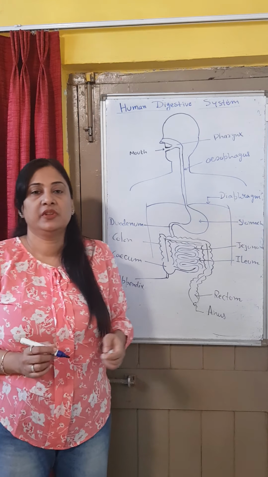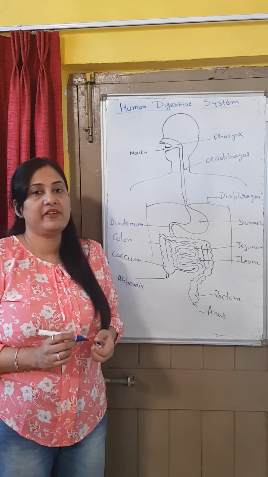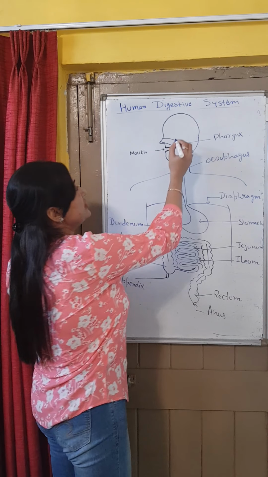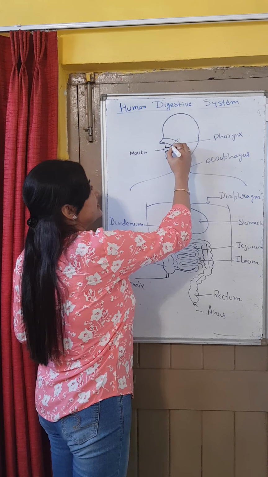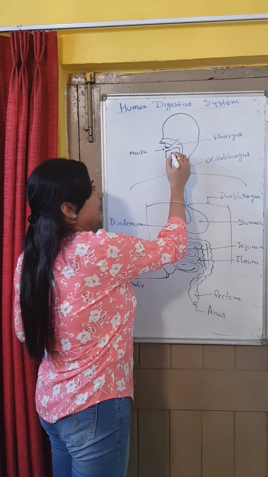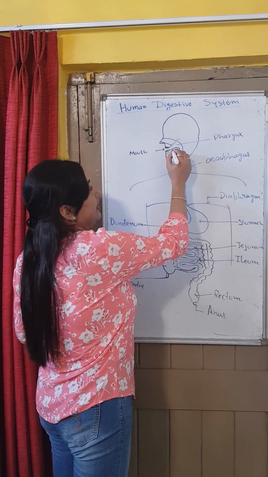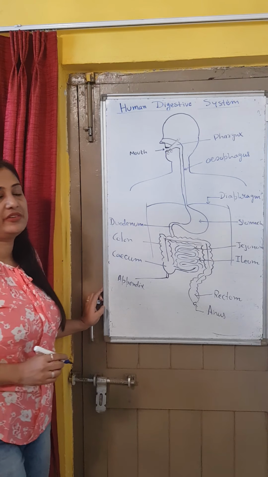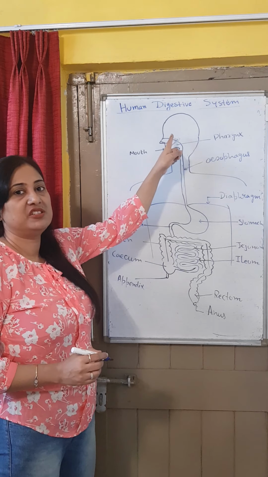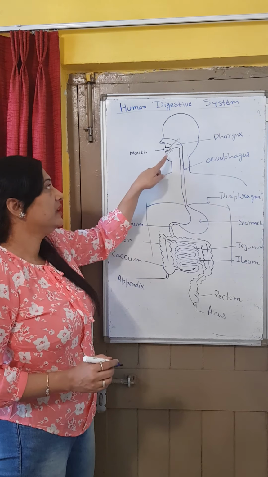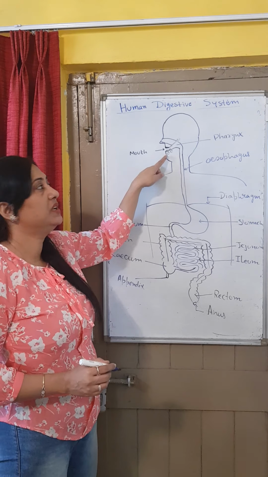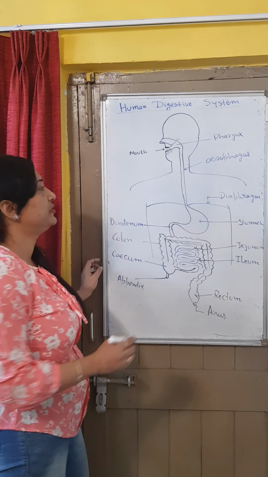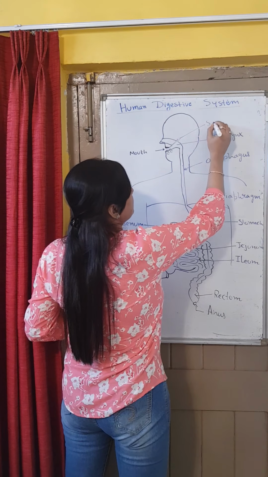Now the glands. There are three pairs of salivary glands present in and around the mouth. The first pair, located in the cheeks, are called parotid. Second, below the tongue, and third, near the molars. So there are three pairs of salivary glands. The upper one present in the cheek is called parotid. Then below the tongue, it is called sublingual. Then near the molar, it is called submaxillary. So there are three pairs of salivary glands.